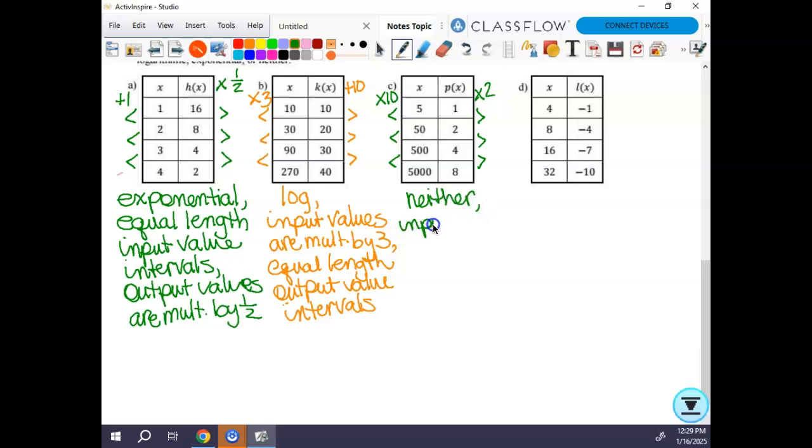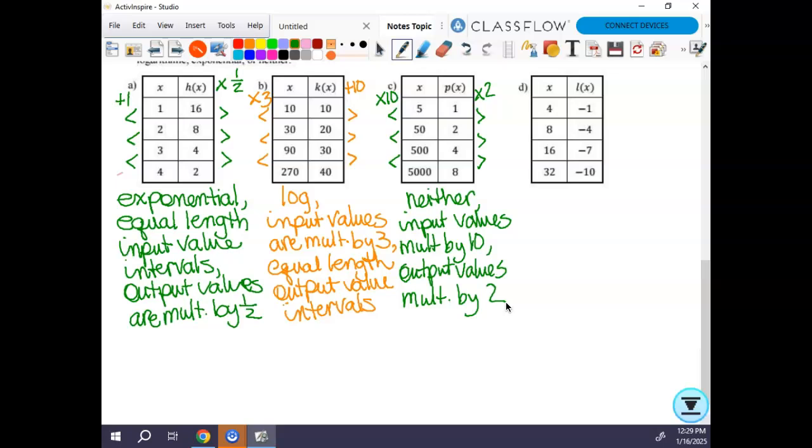input values multiplied by 10, output values multiplied by 2. Any questions at all at this point?